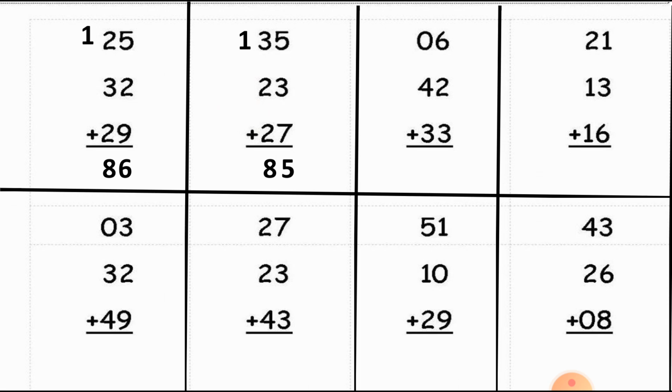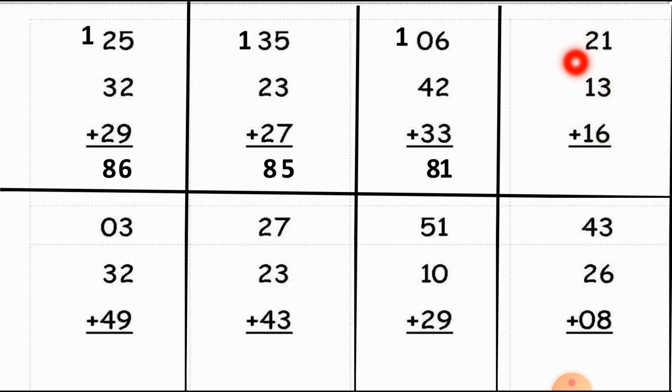Let's move to the next sum. Here is 6 plus 42 plus 33. In this, the ones column is 6 plus 2 plus 3. So the answer is 11, and another one will move as a carry forwarded number at the tens column. Now students, let's add the tens column, which is 1 plus 4 plus 3 is equal to 8. So here is our answer, 81.